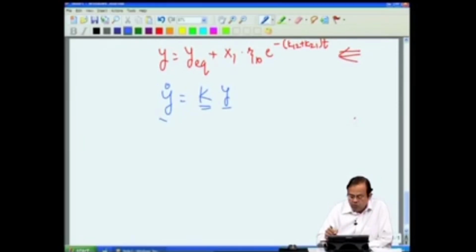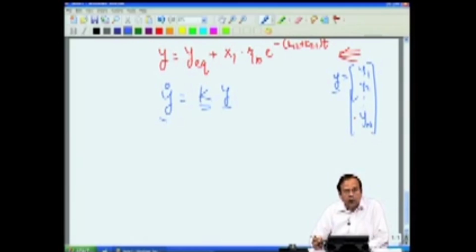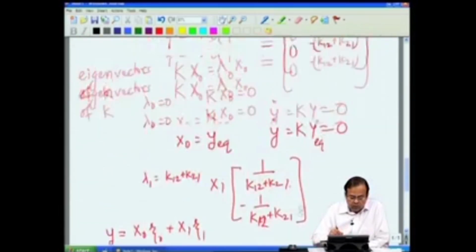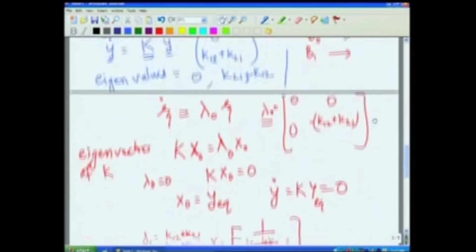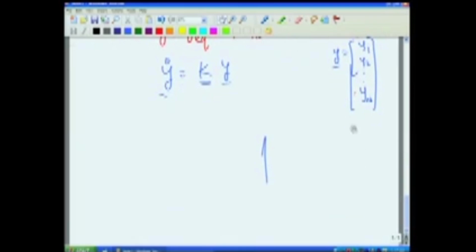So, I have n species now. So, y vector is nothing but y 1, y 2, y n, and what is K? K is the stoichiometric reaction rate matrix as we defined earlier, but that was for a two into one system. We are now looking at more general results. Okay. So, what are those generalized results?